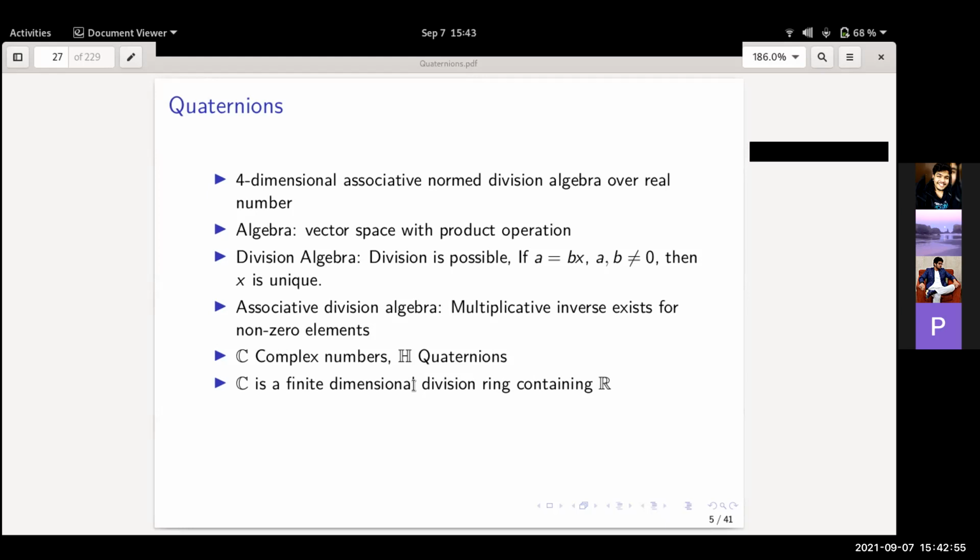So field is a subset of ring. So I can say it is a ring, C. Okay, sir. So real numbers contains integers. In that sense, rings contain fields. Yes, sir, got it. Yeah, very good. Thank you.